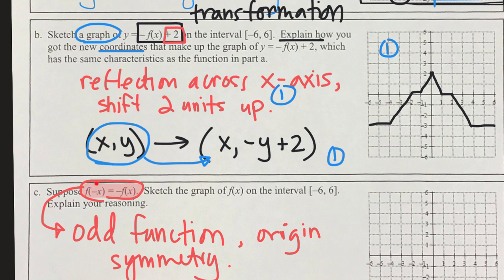Now on part C, we have this notation, which means we have an odd function. This is the algebraic definition for an odd function. Negative x here, negative on the outside, which means it has origin symmetry. So every point goes to here.